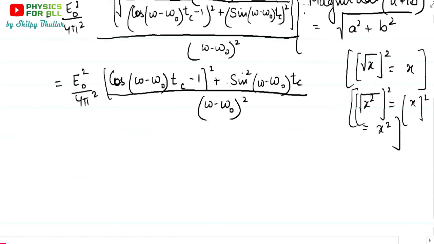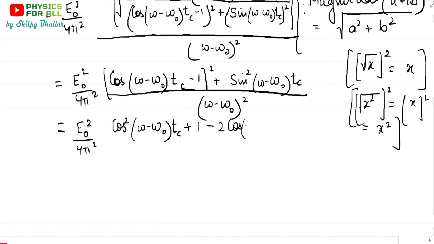Now you can see here we have no iota term at all. Now the task is to simply solve it. This is a trigonometric ratio and we have to use algebra as well. This quantity seems like a minus b whole square. So let's do that. E naught square on 4 pi square, cos square (omega minus omega naught)tc plus 1 minus 2 cos (omega minus omega naught)tc and plus sine square (omega minus omega naught)tc.